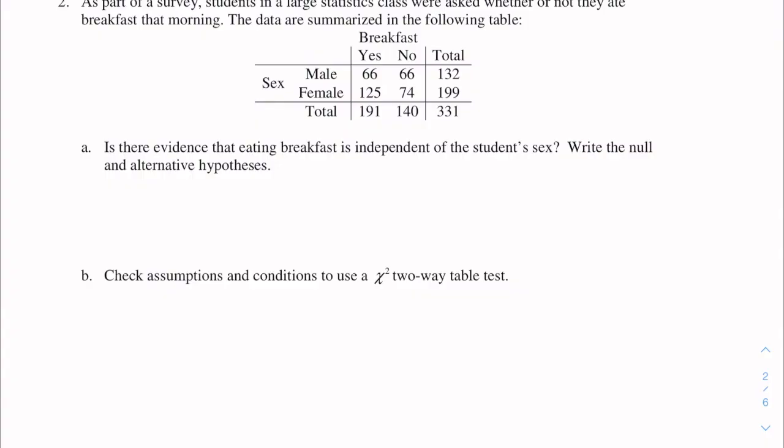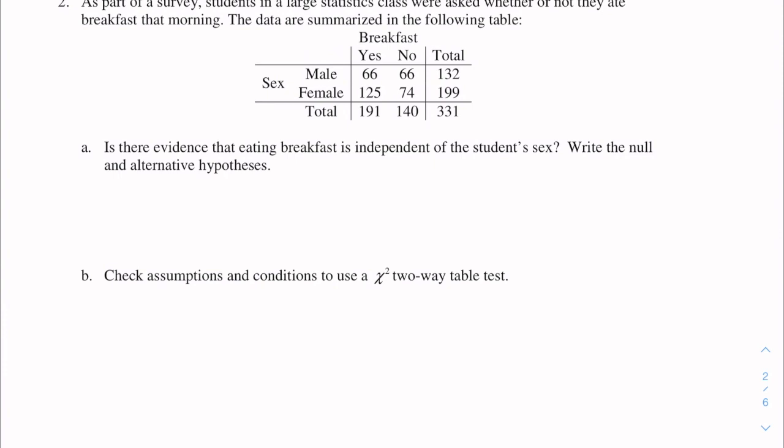How about we look at a two-way comparison? So a two-way chi-squared test. So part 2 says, as part of a survey, students in a large statistics class were asked whether or not they ate breakfast that morning. The data are summarized in the following table. So we have a 2x2 table, and we're asked, is there evidence that eating breakfast is independent of student sex?